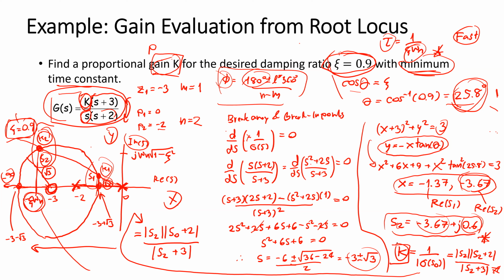After you solve for the gain K, you may try another similar problem. How about when we need a maximum time constant? If you want maximum time constant, you need to pick K1 and S1 instead. S1 has the real part minus 1.37. What should be the imaginary part? And what should be the gain K at that point? Here is the analytical way.